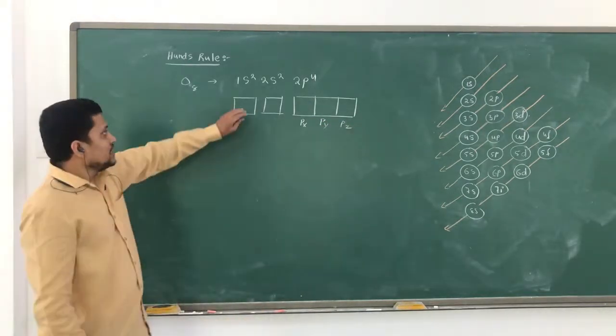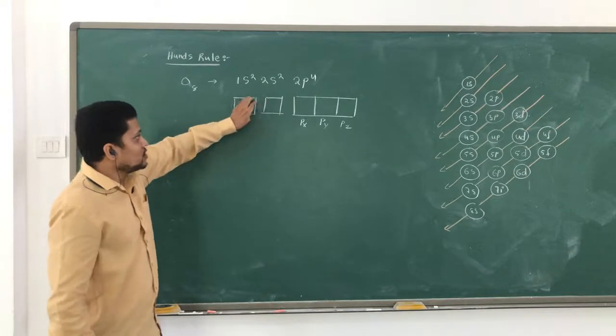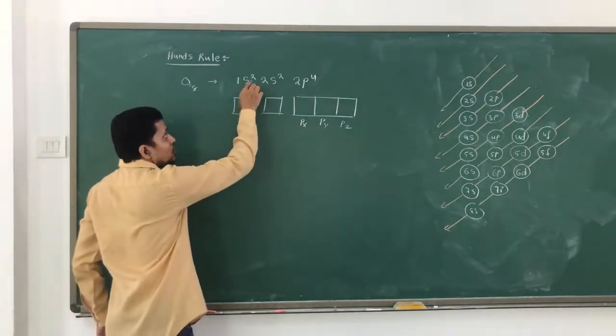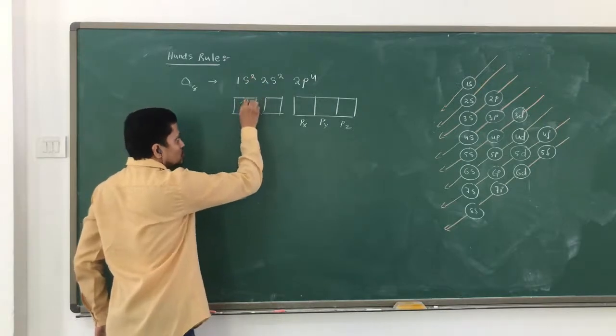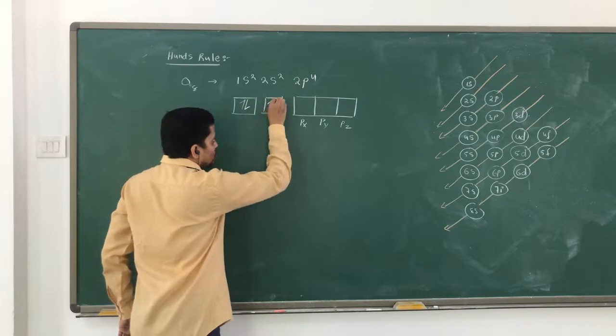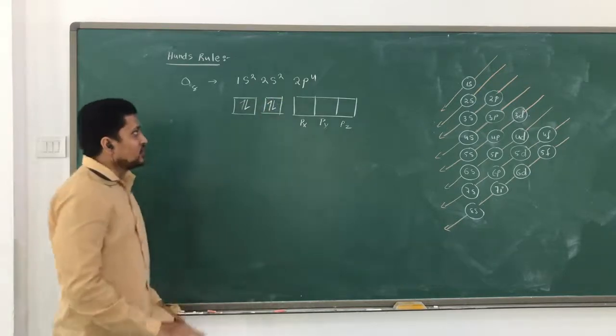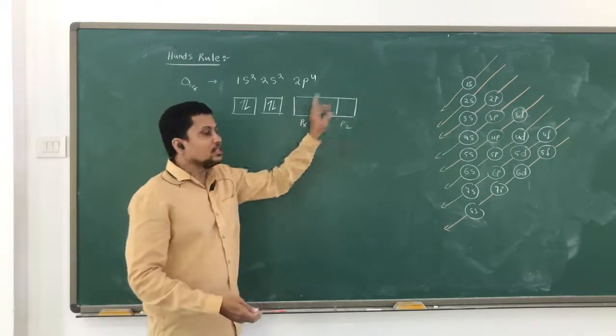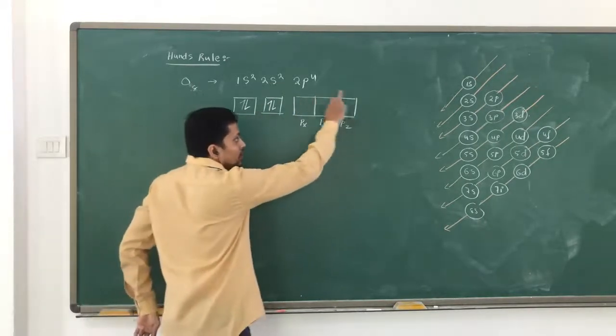Now when I am filling the 1s or 2s orbital, I simply fill it with electrons, because in an s orbital we have 2 electrons. In the 2s orbital also we have 2 electrons, 1 and 2. After that, the next 4 electrons enter the 3 subshells of the p orbital.